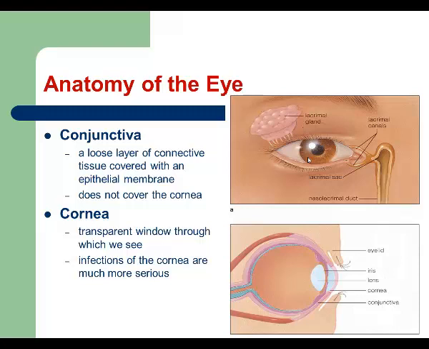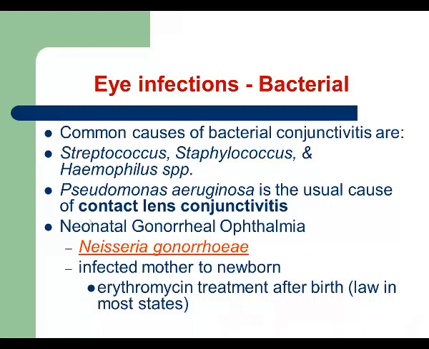Infections of conjunctiva we call conjunctivitis. Infections of cornea are called keratitis. And we start with bacterial eye infections, and we start with conjunctivitis. Most bacterial conjunctivitis, we call it pink eye, seasonal infections, and most of them are caused by Streptococcus, Staphylococcus species, and Haemophilus species.